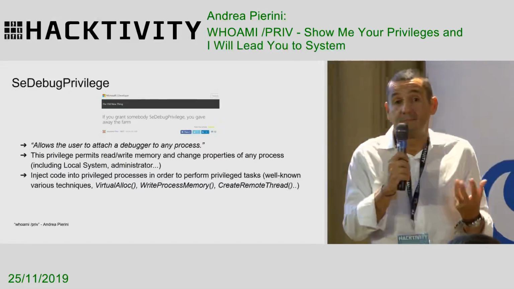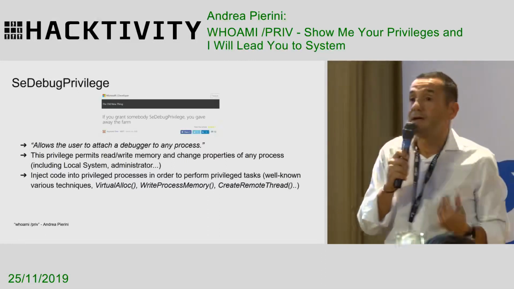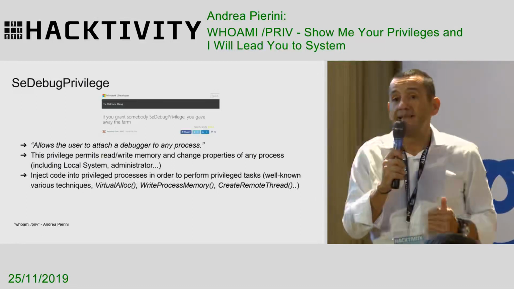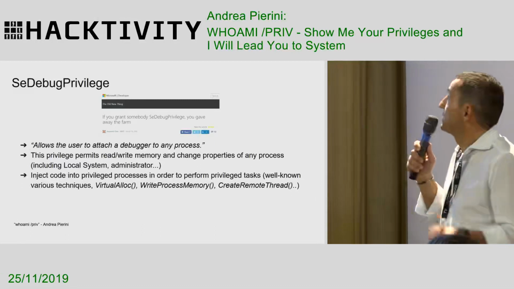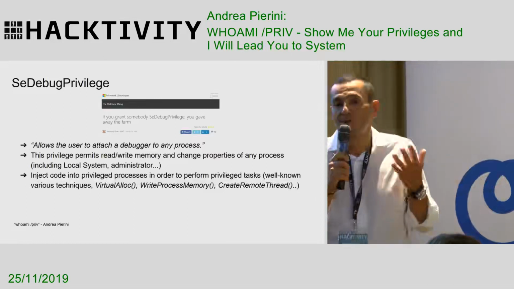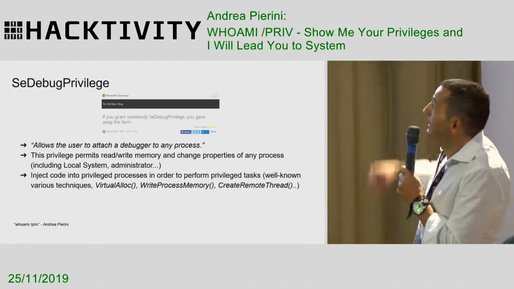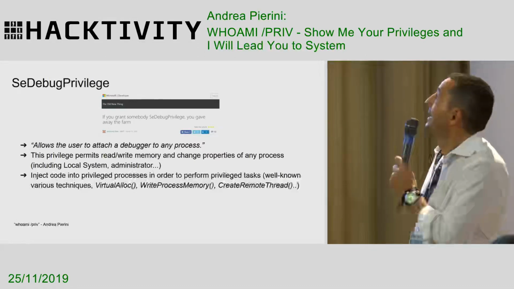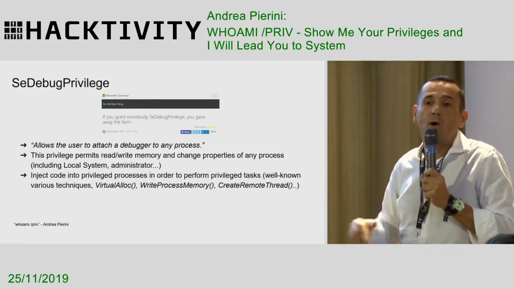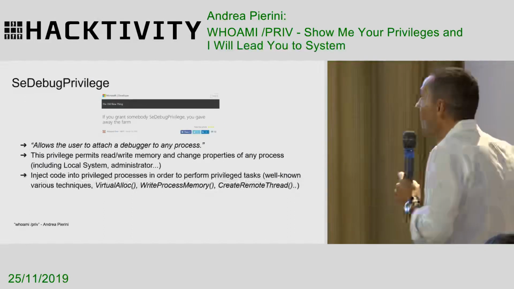And if you have this privilege, you can attach and write code, your own shellcode, for example, in a process which is running with a high privilege. There are so many techniques, from WriteProcessMemory to CreateRemoteThread, and so on. These are well documented, so it's only important to say that with the debug privilege, as written here, a guy from Microsoft more than 10 years ago said, if you grant somebody the debug privilege, you gave away the farm, because you grant him all privileges. He is the system on this machine.